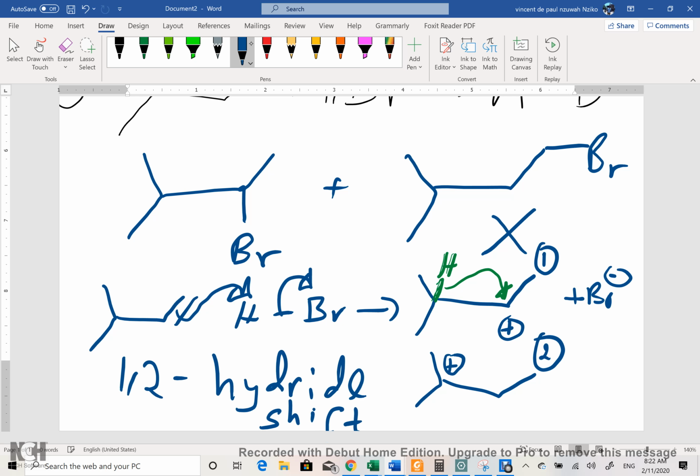Does that make sense? Okay, but how do you show that? Just like the arrow, you see that green arrow? You see my green arrow? So I show that the electrons that form this hydrogen will move and get there and come over here. And at the same time, now the positive charge should be over there. So this is called a 1,2 hydride shift.